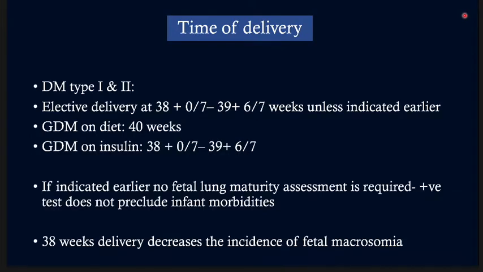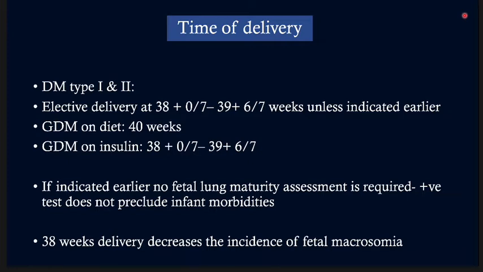So when do we deliver patients with type 1 and type 2? It's usually around 38 weeks. If they are well controlled, we might even prolong to 40 weeks. GD1 diet well controlled around 40 weeks of gestation. When they are on insulin, like type 1 and type 2, usually 38 to 40 weeks.